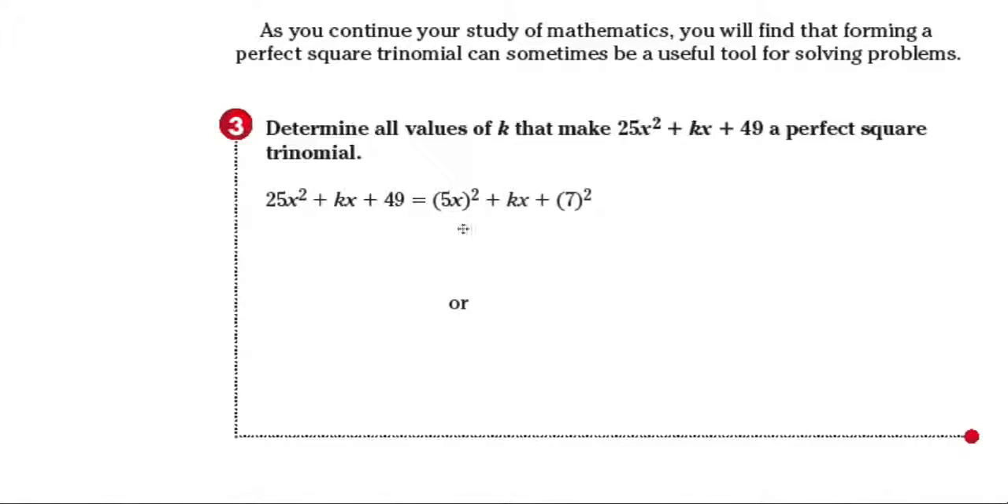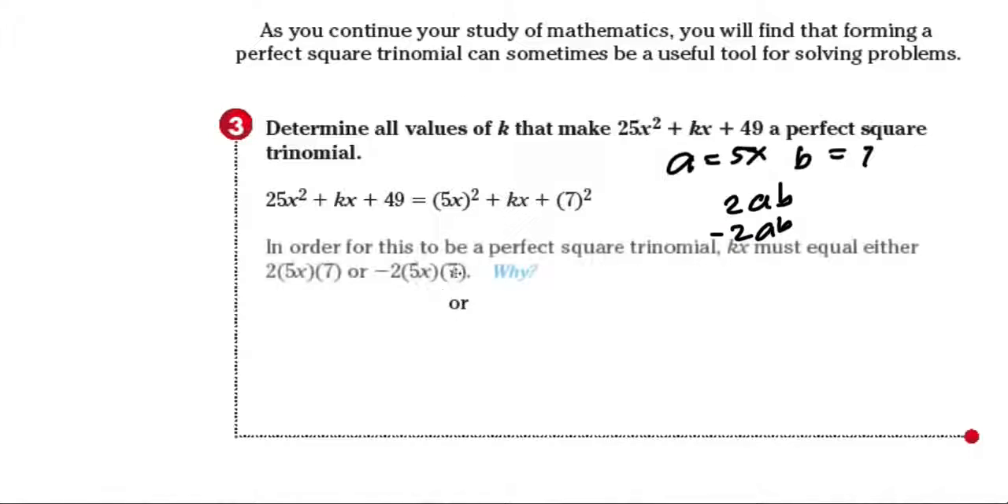So we copy the problem down as we did, and then we write down 25x squared as (5x) squared and 49 as 7 squared. So we get our a and our b. Remember, our a is equal to 5x and our b is equal to 7. So we want to find what will make this into a perfect square trinomial. We want to do 2ab or negative 2ab. Both of them would make it into a perfect square trinomial. So in order for this to be a perfect square trinomial, kx must either be 2 times 5x times 7 or negative 2 times 5x times 7. We just talked about that right there.